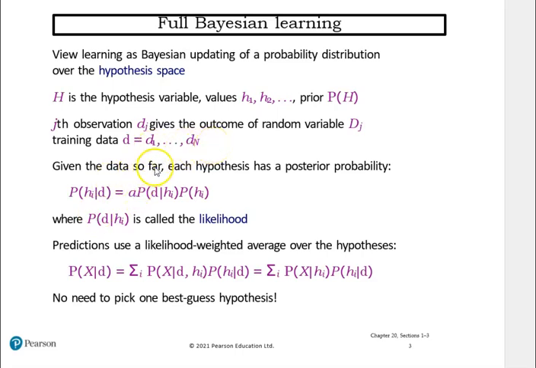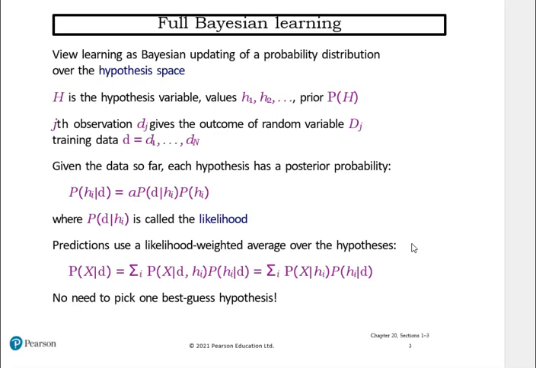So given the data so far, these n data points, each hypothesis will have a posterior probability. We have a prior probability, then we adjust the posterior based on the observed data. And the probability of the data given the hypothesis is called the likelihood. So predictions then use a likelihood weighted average over all the hypotheses. So we don't just make a prediction based on one hypothesis, but instead we make a weighted prediction based on the predictions from all the different hypotheses.